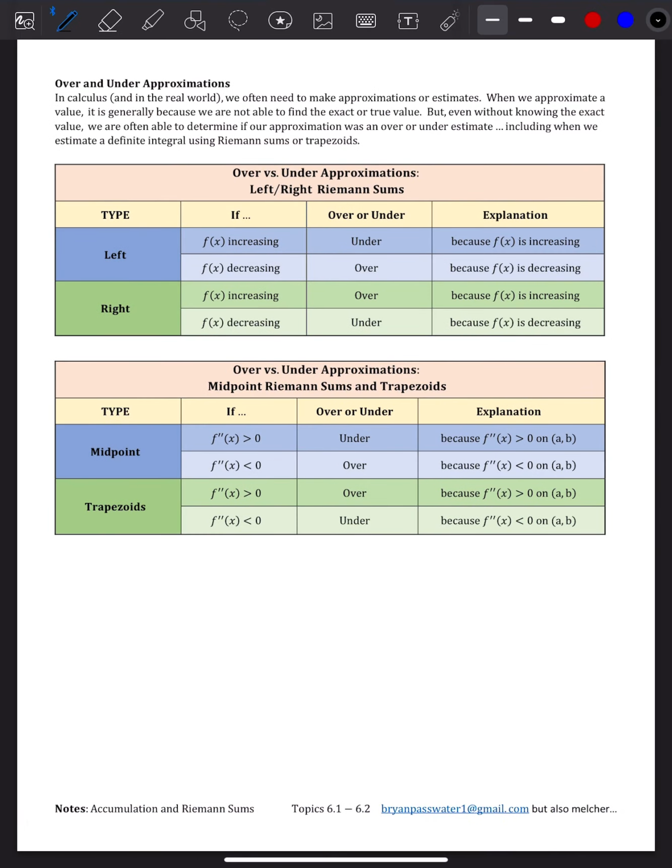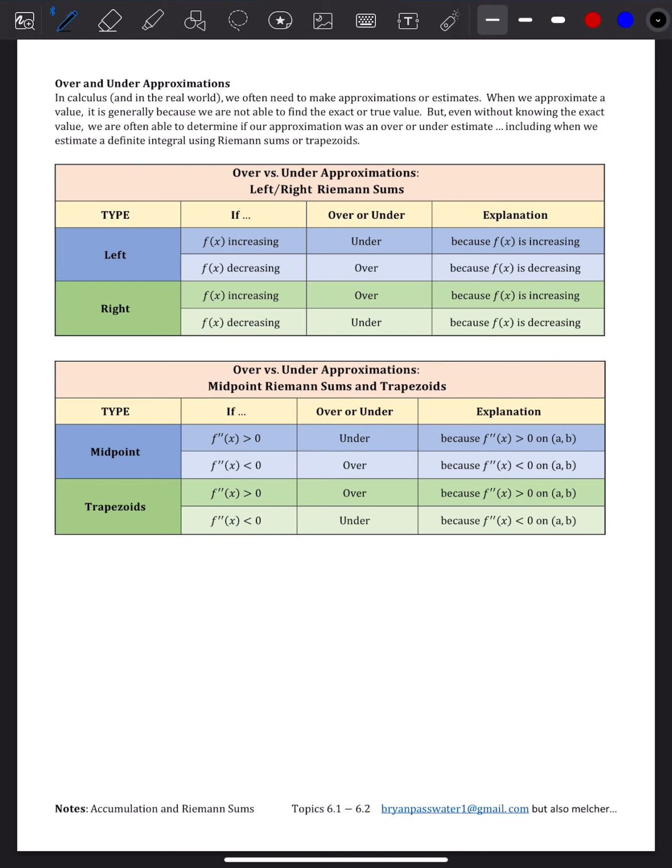So I talked about over and under estimations. One of the things that we have is these tables that kind of help us out. So over and under approximations, when we're talking about left and right, we're going to be looking at increasing versus decreasing. If our function is increasing, our left is going to be an under approximation, our right is going to be an over approximation. When we are decreasing, our left is going to be an over approximation, our right is going to be an under approximation.